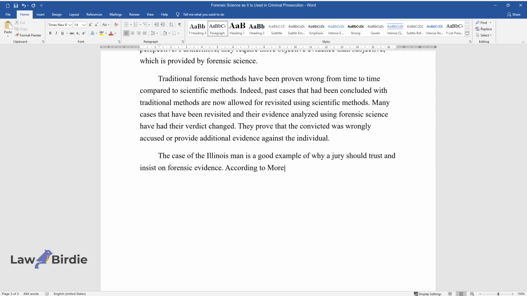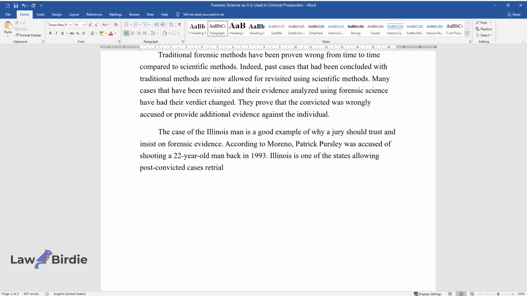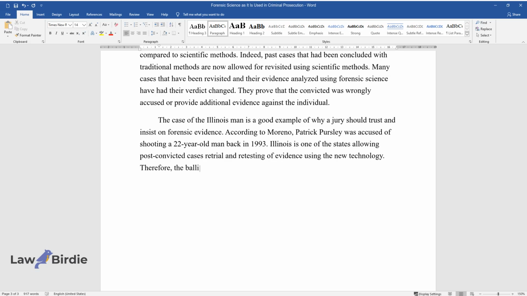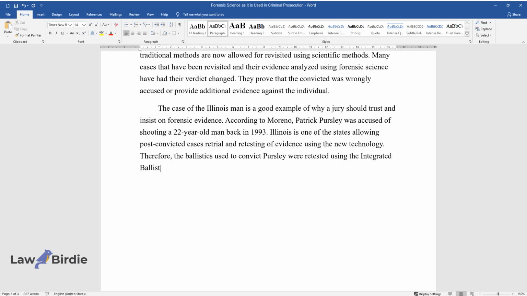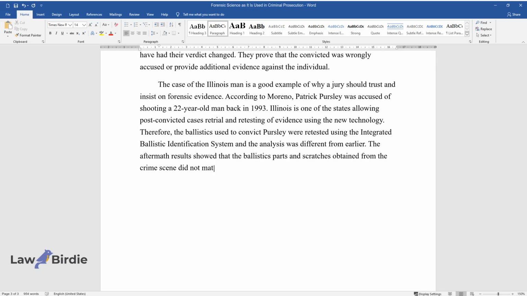evidence. According to Moreno, Patrick Pursley was accused of shooting a 22-year-old man back in 1993. Illinois is one of the states allowing post-convicted cases retrial and retesting of evidence using the new technology. Therefore, the ballistics used to convict Pursley were retested using the integrated ballistic identification system, and the analysis was different from earlier. The aftermath results showed that the ballistics parts and scratches obtained from the crime scene did not match the gun used to convict the victim.